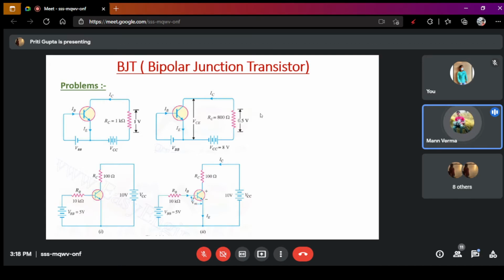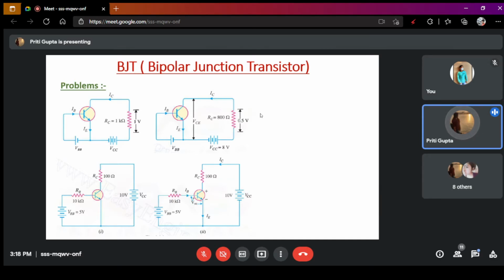Ma'am, VCE will be equal to VCC minus 0.5 volt. Yes, 8 minus 0.5, that is 7.5. Simple. So this part is done by all of you, yes or no? Yes, ma'am. Done. Let us now move to the next part.